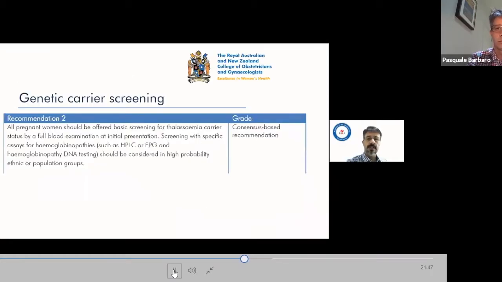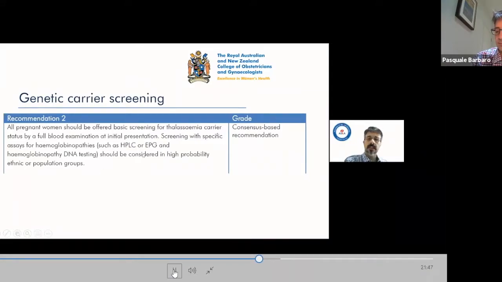So there are some guidelines out there for obstetricians and general practitioners as to who to test and what tests to do. This is from the Royal Australian College of Obstetrics and Gynecology as part of their genetic carrier screening document. Their second recommendation is that all pregnant women should be offered a basic screen for thalassemia carrier status with a full blood count at initial presentation. Unfortunately, this doesn't highlight sickle cell disease specifically. It does just say screening with specific assays for hemoglobinopathies should be considered in high probability ethnic or population groups.